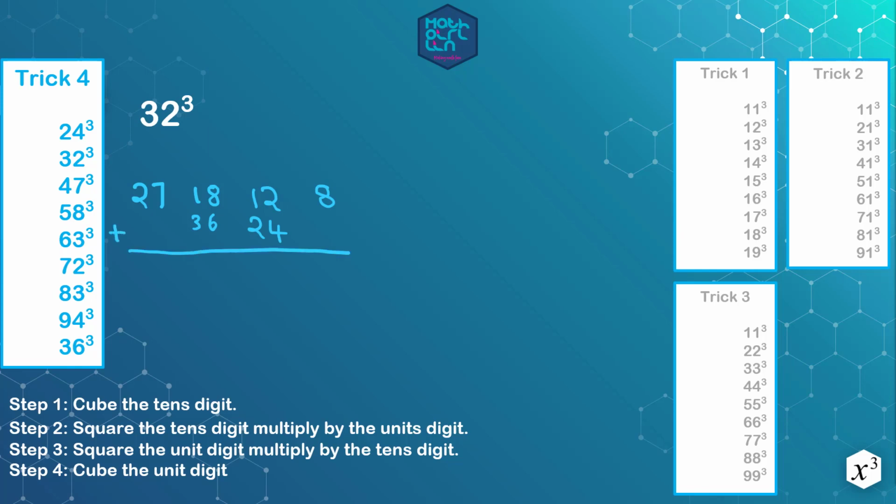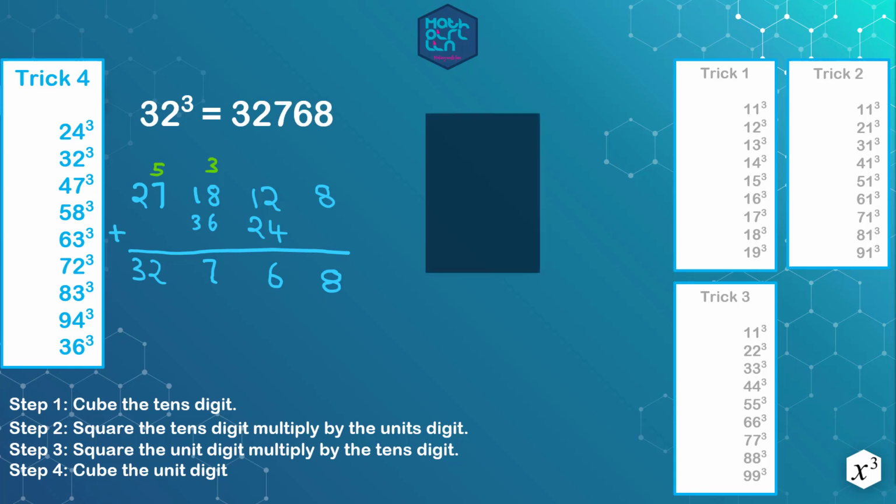8, 24 plus 12 is 36. 6 and 3 carry forward. 36 plus 18 is 54 plus 3 is 57. 7 and 5 carried forward. 27 plus 5 is 32. 32 cubed is 32768. Wasn't that quick? If you actually had to multiply 32 times 32 times 32, it would look something like this.